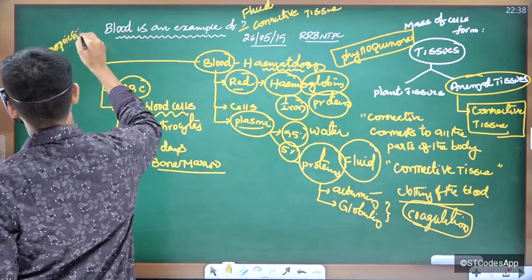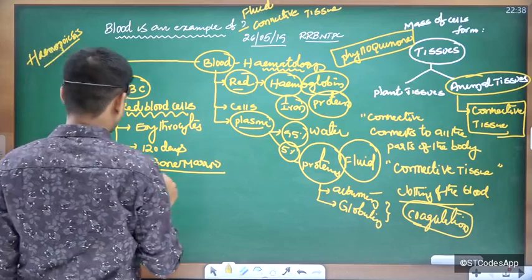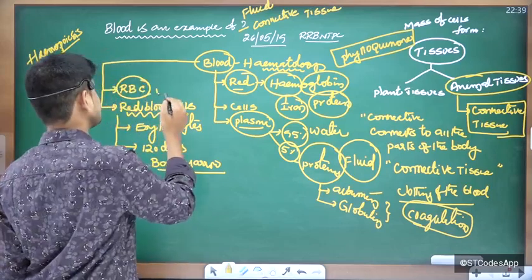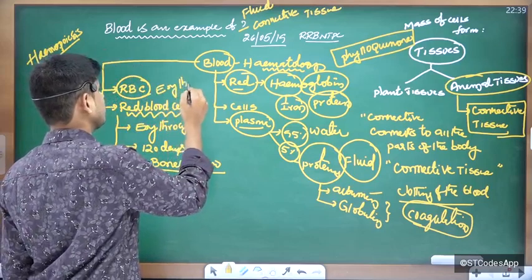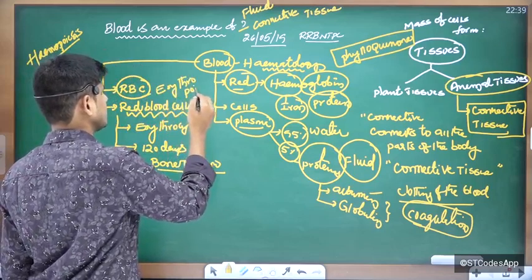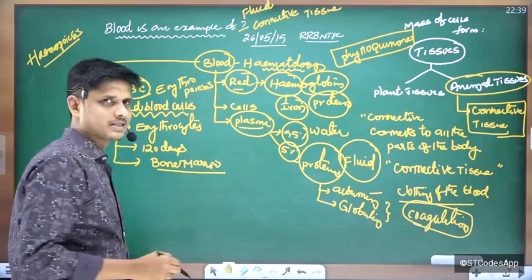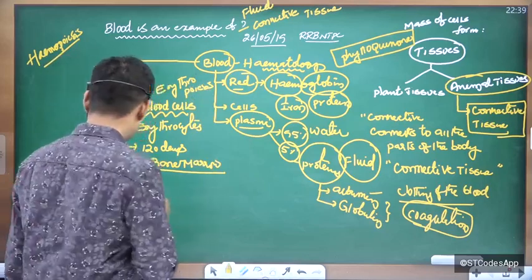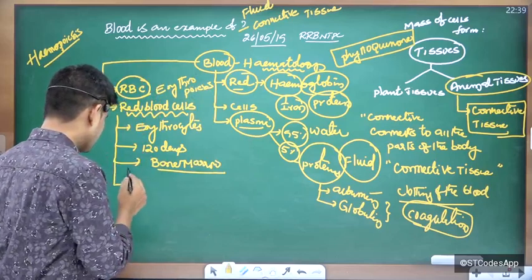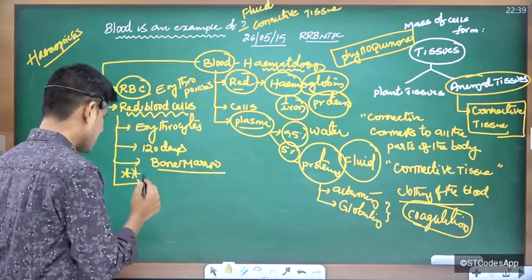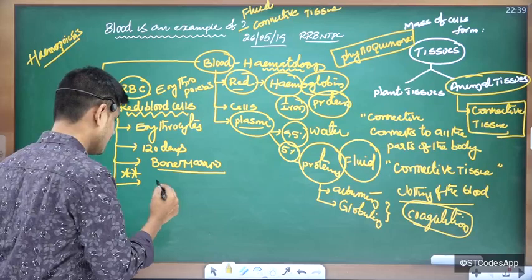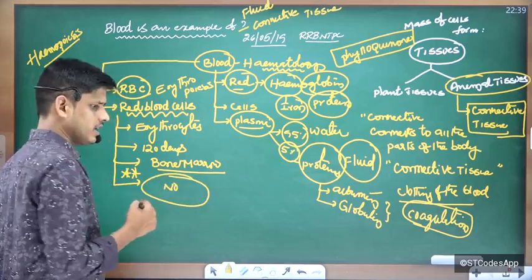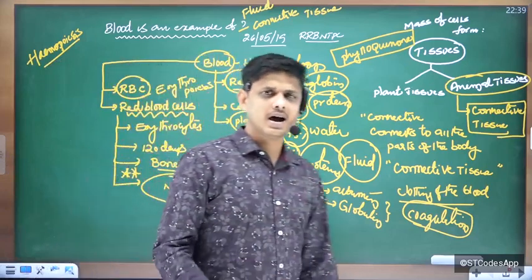What is that? Hemopoiesis. Whereas if we speak about the red blood cells, the production of the RBC is nothing but erythropoiesis. Okay, the lifespan of the RBC is 120 days, and the most important point is that RBC do not possess any nucleus. Hence we can say that no nucleus is present in the RBC.